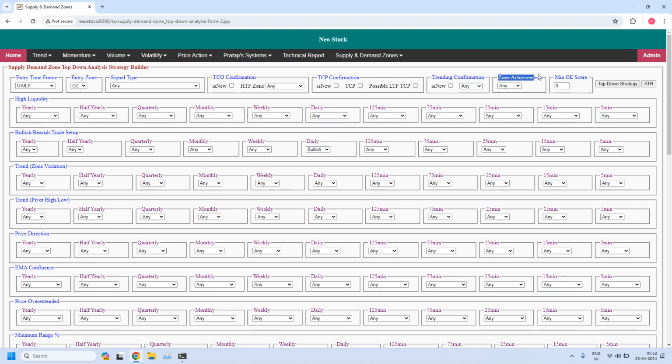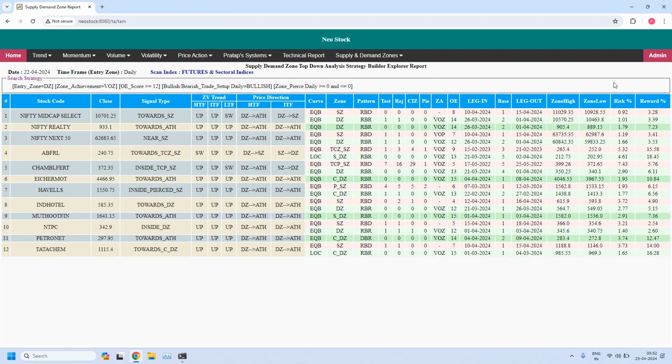And the next, second filter, I am setting a zone achievement should be violated opposing zone, VOZ. And the minimum odd enhancer score for bullish or bearish trade setup should be 12. So I have set the value 12. Now let us generate the report. So these 12 stocks are filtered. That means these stocks are currently supporting bullish trade setup for a monthly income trade.